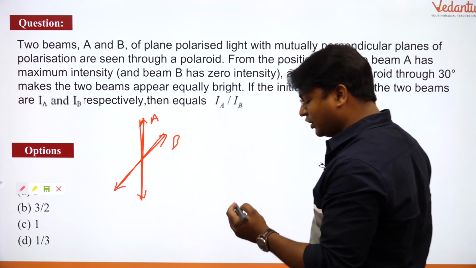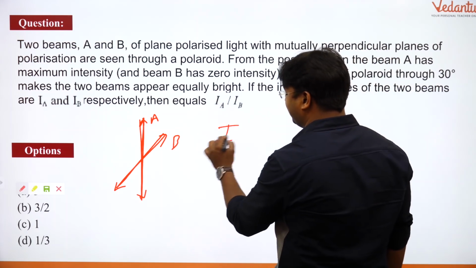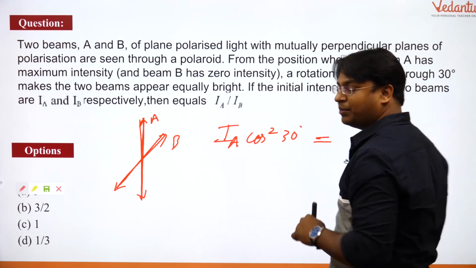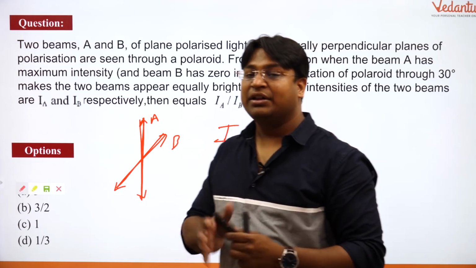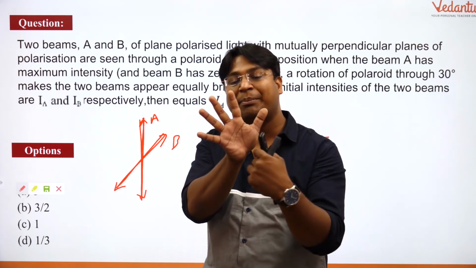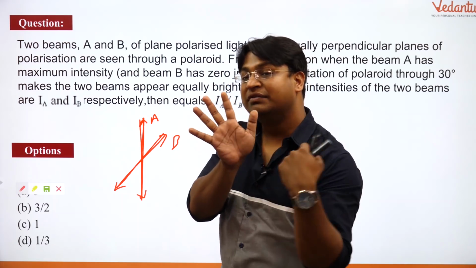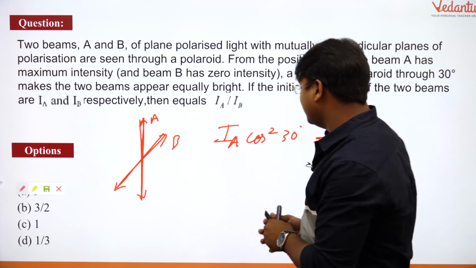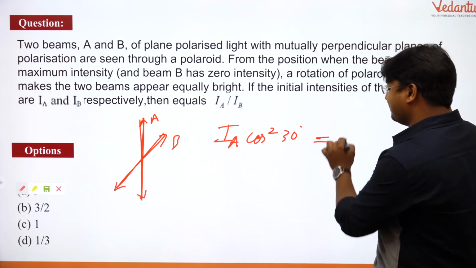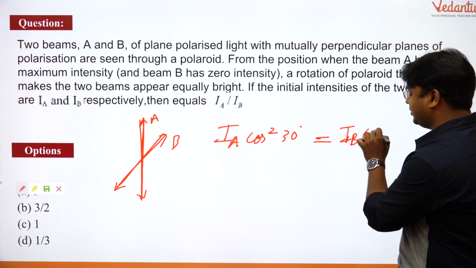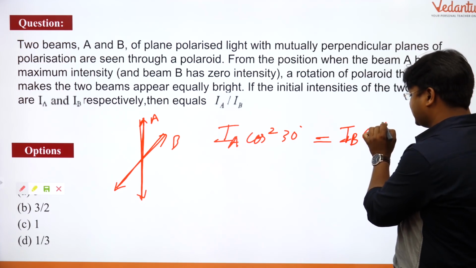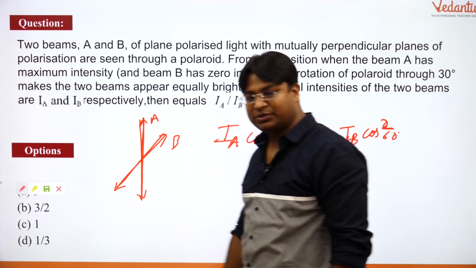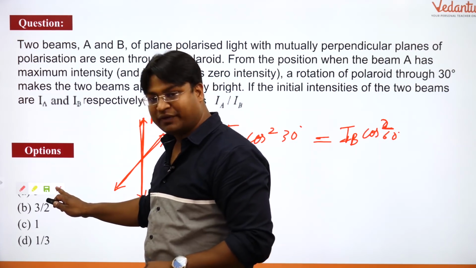So the intensity of A that will pass, again by Malus's law, should be IA cos square 30. Now the point to understand here is that in the new rotated position, the pass axis of the polarizer will make 60 degrees with B, because B and A were perpendicular. So the intensity of B that is getting passed is IB into cos square 60. Rest you can do, I am very sure. So let's move ahead, guys.